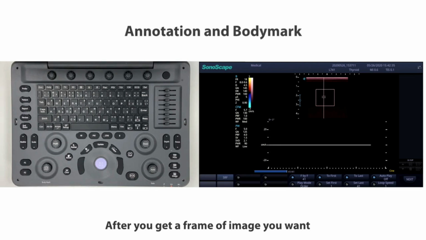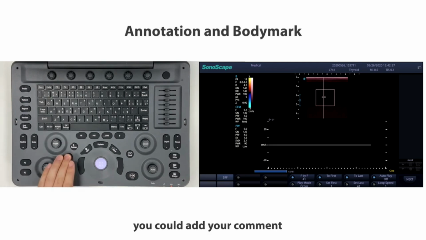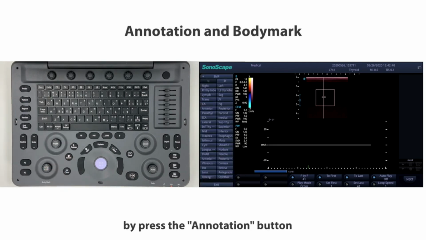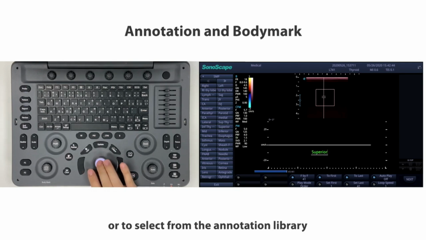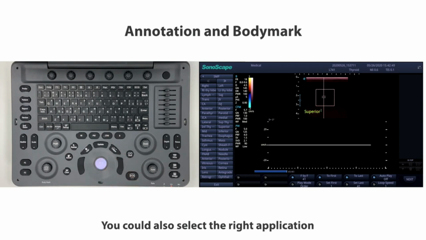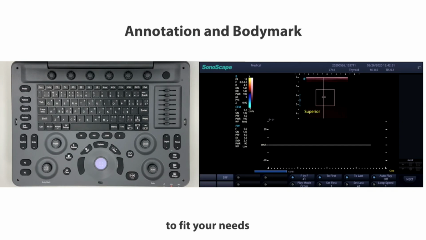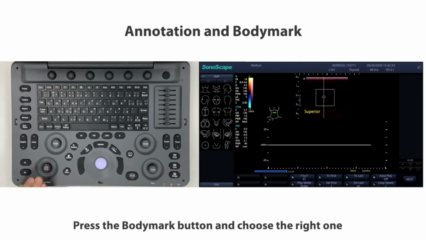After you get a frame of image you want, you could add your comment and press the annotation button to activate annotation input or to select from the annotation library. You could also select the right application to fit your needs. Press the body mark button and choose the right one.